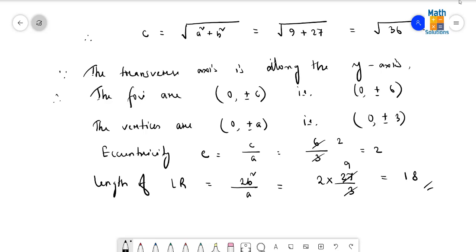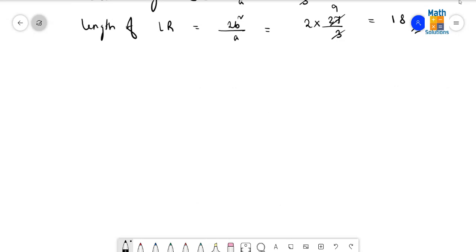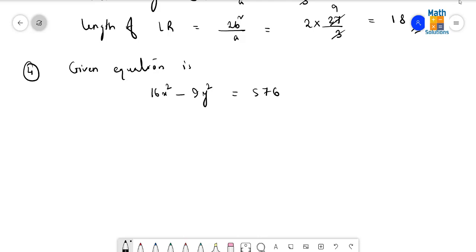Then the remaining questions, question number 3, 4, 5 and 6 belong to the same category, so I'm picking up question number 4. The rest of the questions of this first part can be solved in the same way. So here goes question number 4. The given equation is 16x square minus 9y square is equal to 576. So we have to reduce it to the standard form.